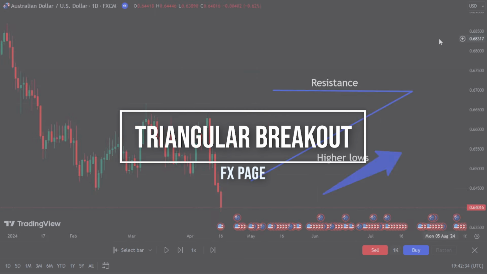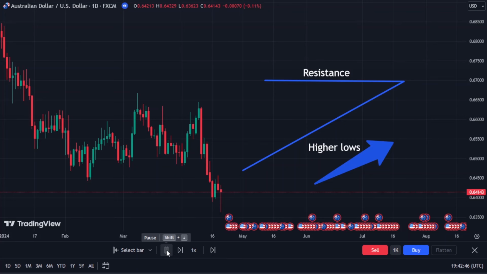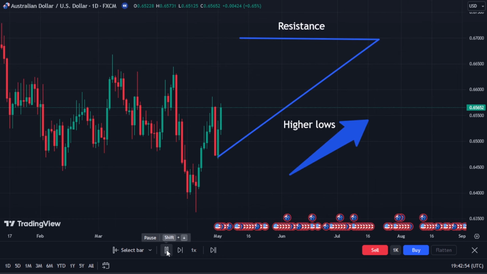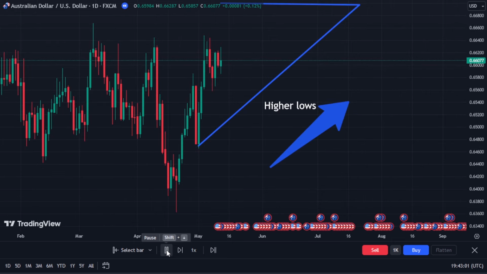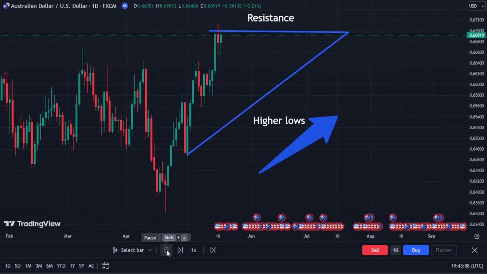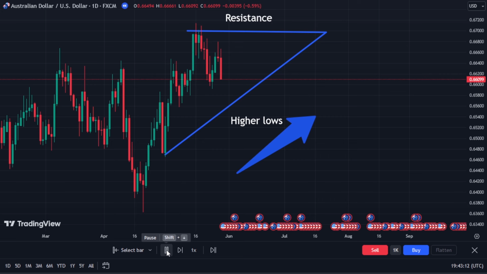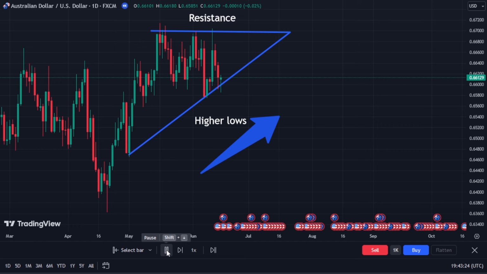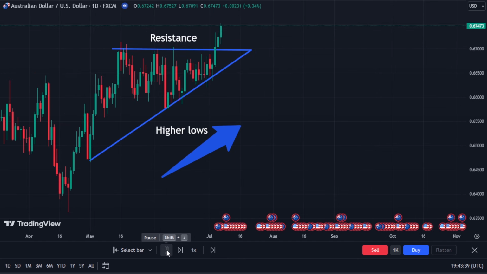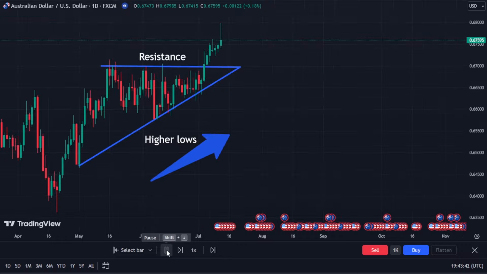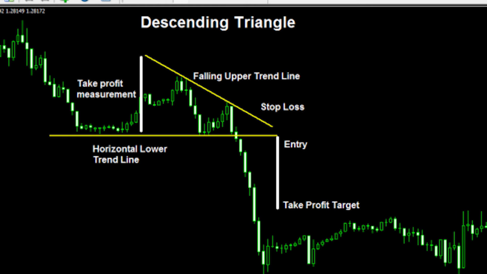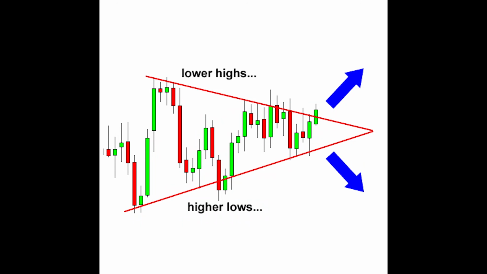The third way you can spot breakout opportunities is by looking for triangles. Triangles are formed when the market price starts off volatile and begins to consolidate into a tight range. Our goal is to position ourselves when the market consolidates so that we can capture a move when the breakout occurs. There are three types of triangle: ascending triangle, descending triangle, and symmetrical triangle.